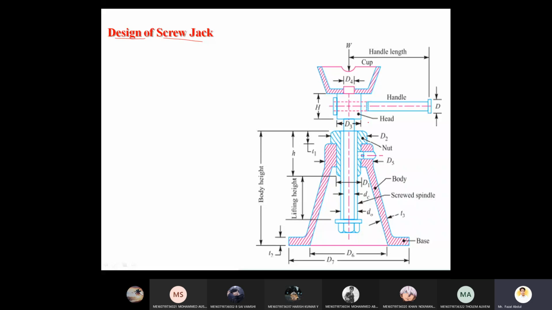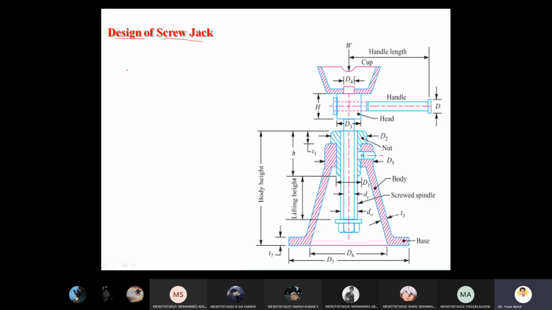Here are some other dimension parameters. Dc is the core diameter, and D naught is the nominal diameter, right? Whatever physical parameters appear on the screen, you need to design. And whatever image appears on the screen, you need to draw on the answer sheet when the question is asked for the design of screw jack, whether it is a numerical or a design procedure. These are the few points.